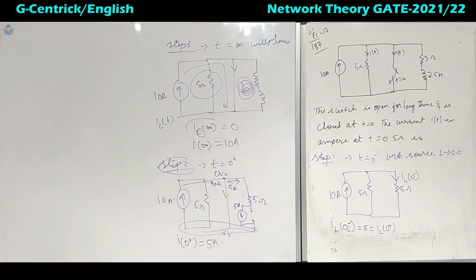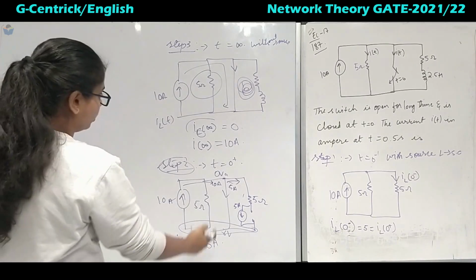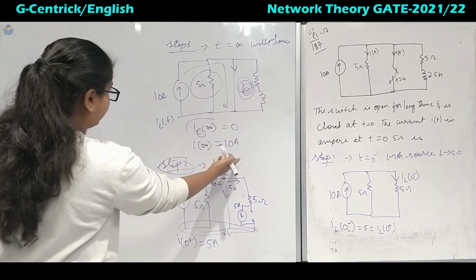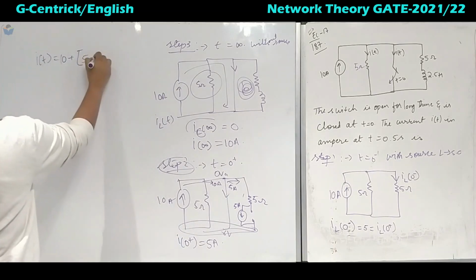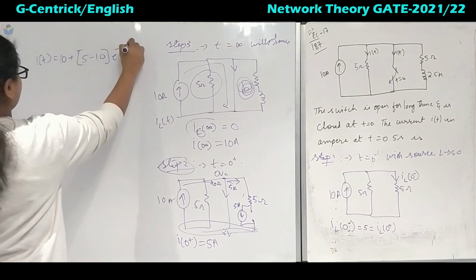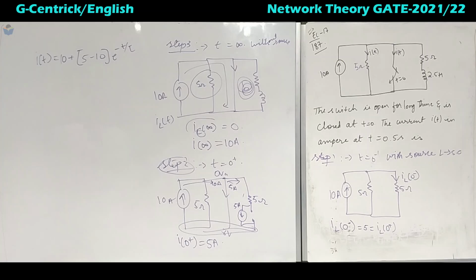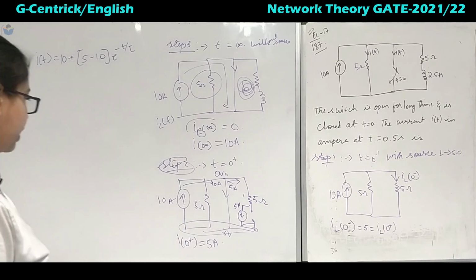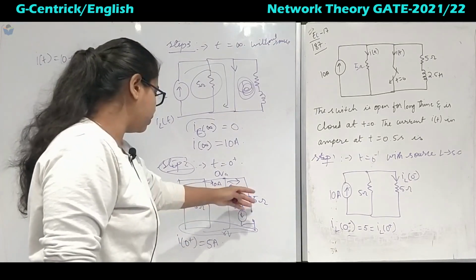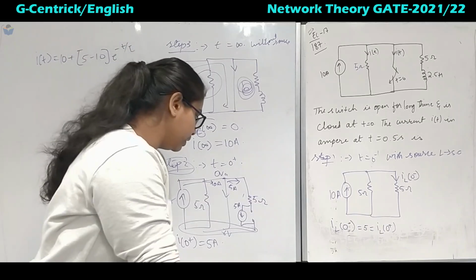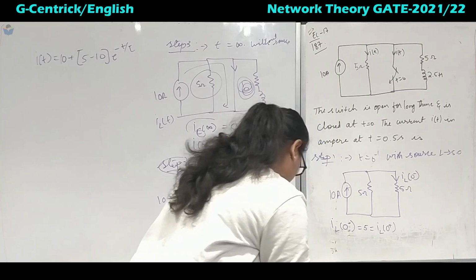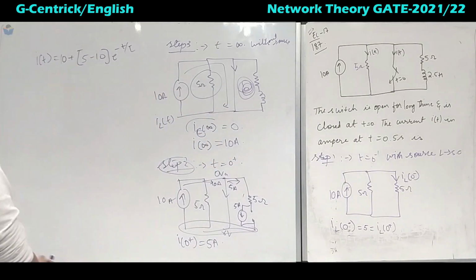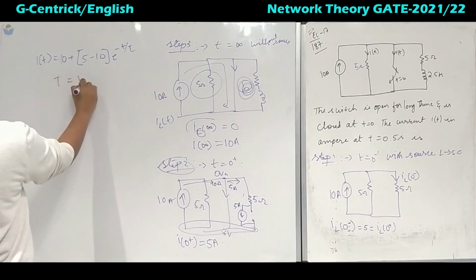Okay, so the generalized equation is: final value, that is I of infinite, is 10 ampere, initial value is 5, minus 10, times e to the power minus t upon tau. To calculate tau, from the final diagram here, the 5 and 5 are in parallel. So you will get the tau value as 1 upon 2.